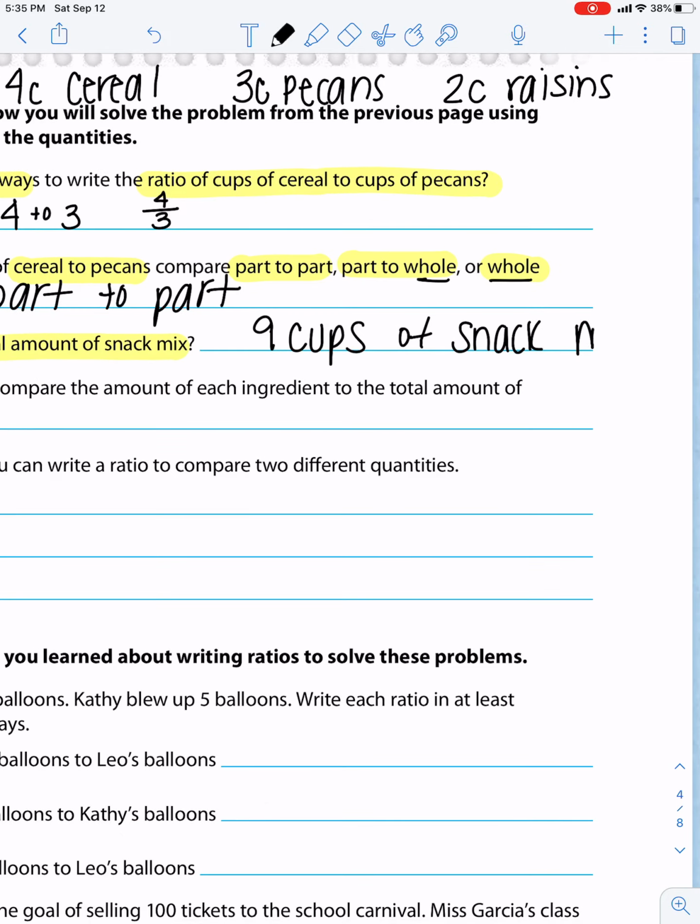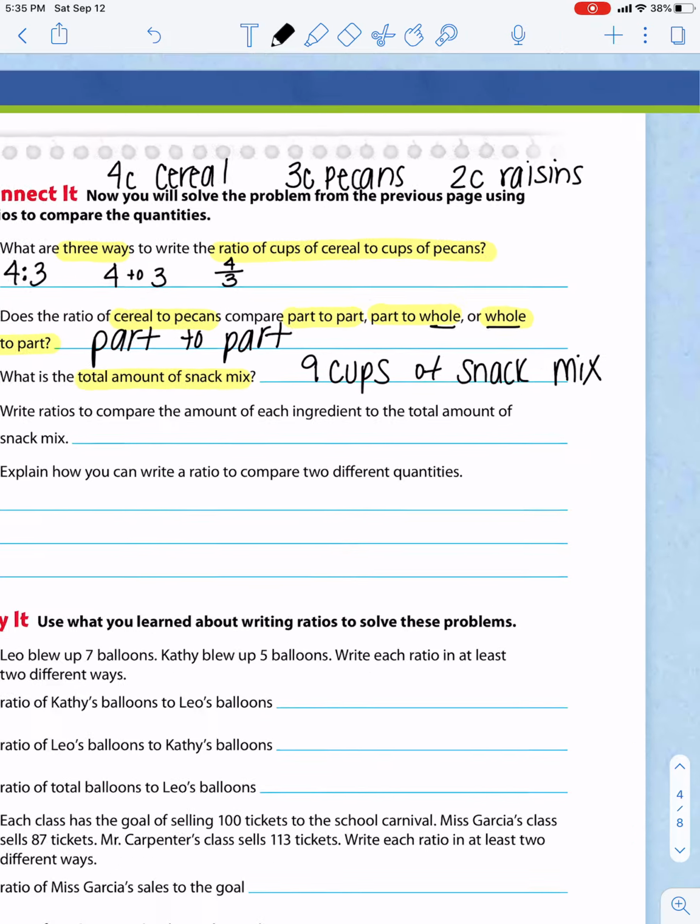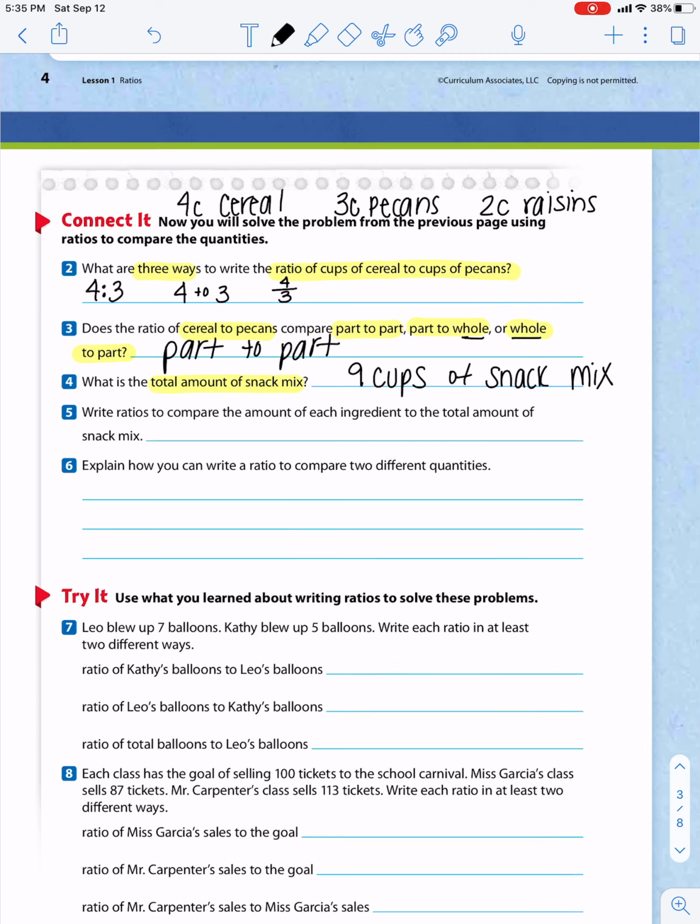All right. Now it's asking us, we need to write ratios to compare the amount of each ingredient to the total amount of snack mix. Amount of each ingredient to the total amount of snack mix. Now, it doesn't say we have to write it 3 different ways, which is great because it didn't give us that much space. So let's write each one of these a different way.